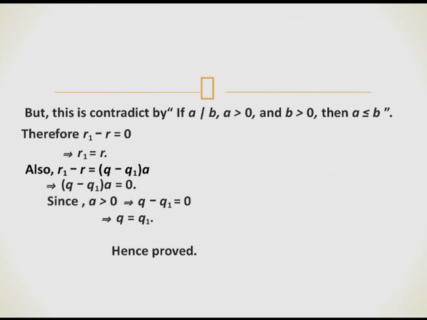Also, from the above equation we have r1 minus r which is equal to (q minus q1) into a, which implies (q minus q1) into a equals 0. Since a is greater than 0, which implies q minus q1 equals 0, which implies q is equal to q1. This proves the uniqueness of this theorem.